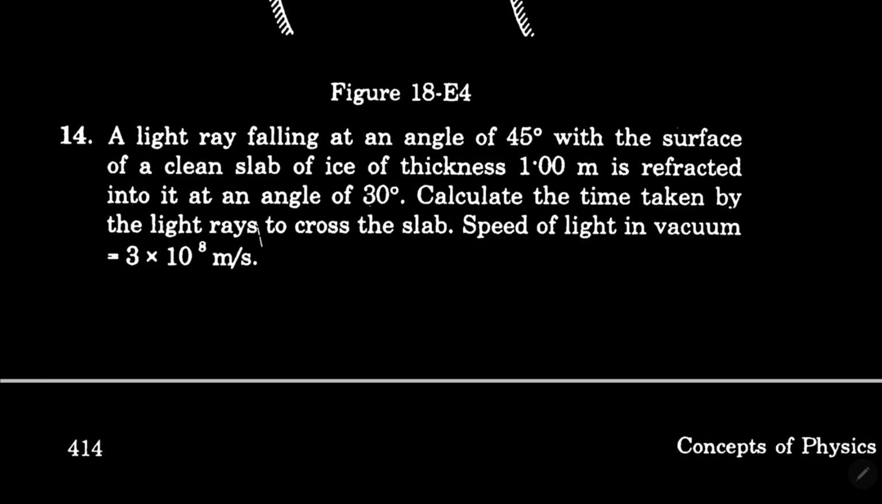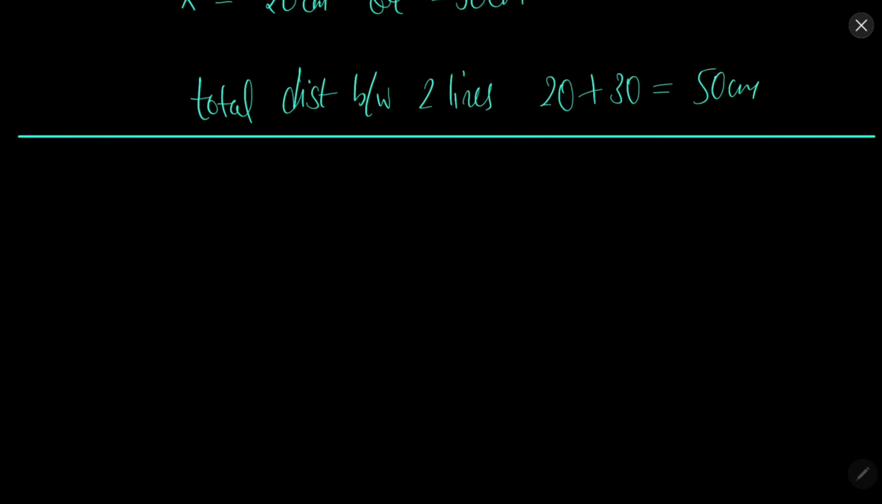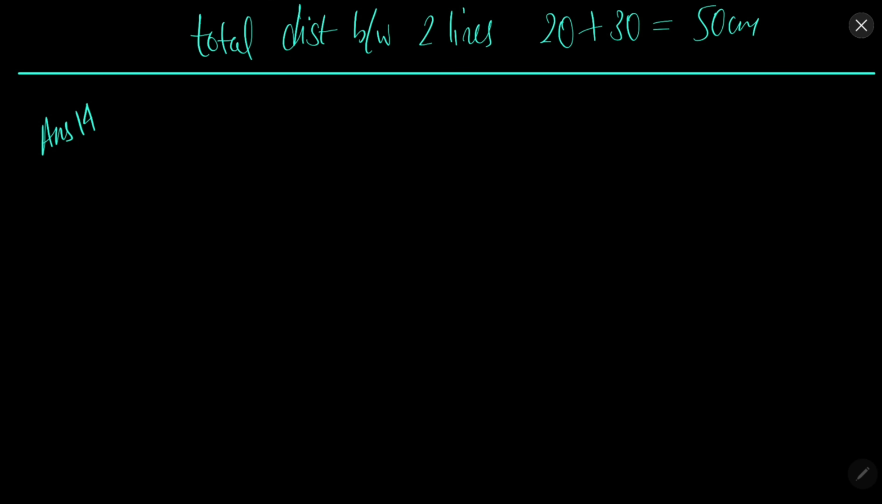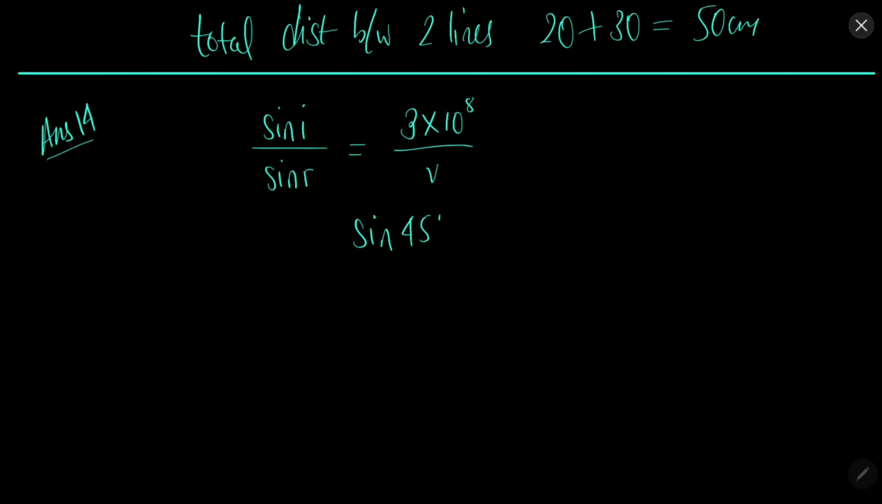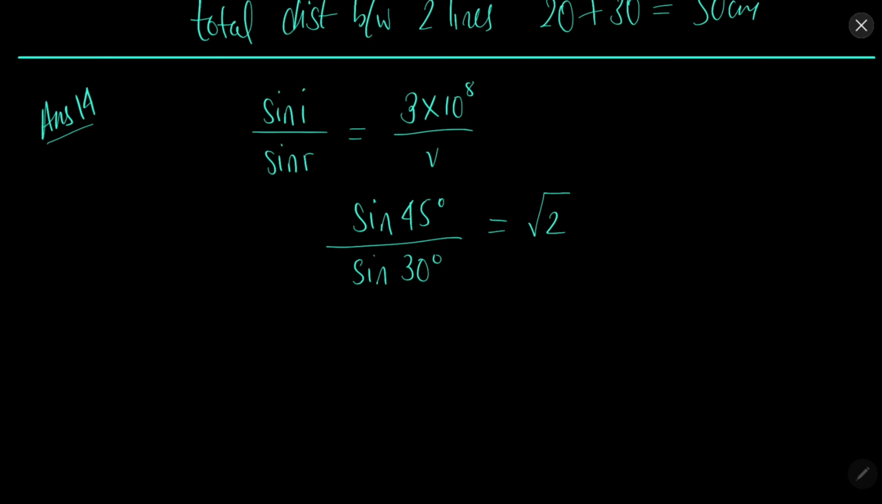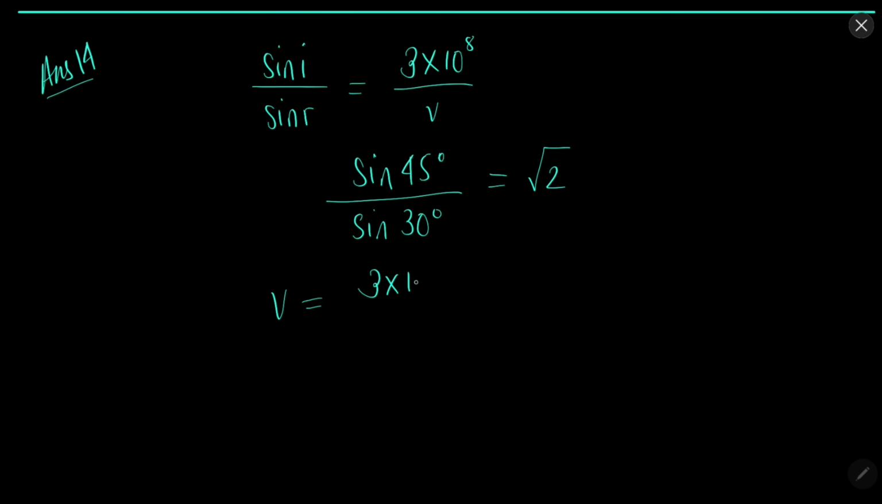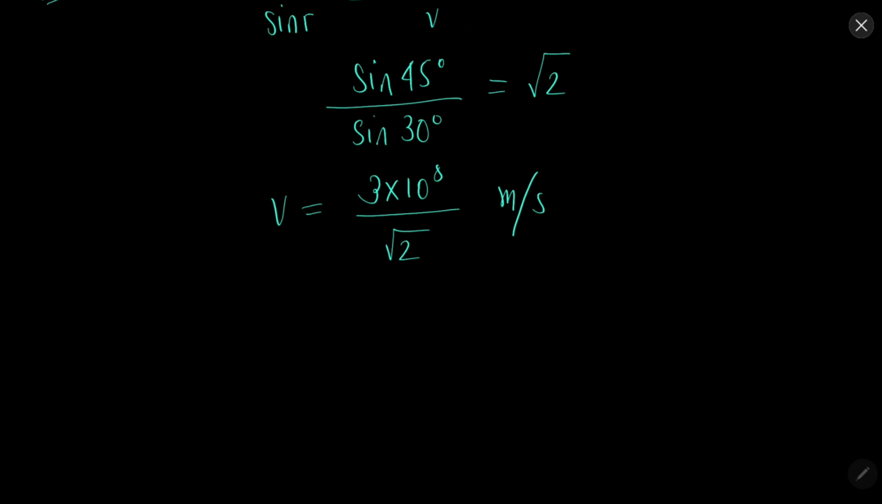In question 14, a light ray falling at an angle of 45 degrees on the surface of a glass slab is there. Calculate the time taken by the light ray to cross the slab. Solution 14. So sin i over sin r equals 3 into 10 to the power 8 over v. So sin 45 degree over sin 30 degree equals root 2, v equals 3 into 10 to the power 8 over root 2 meters per second.